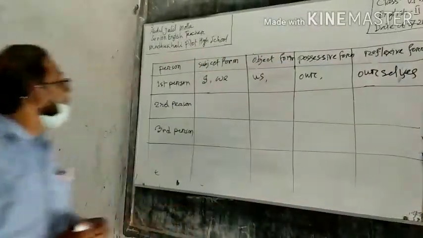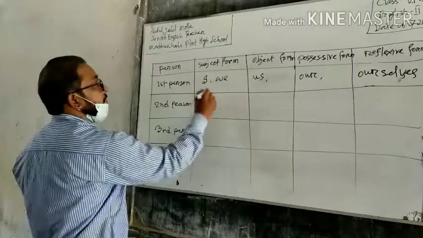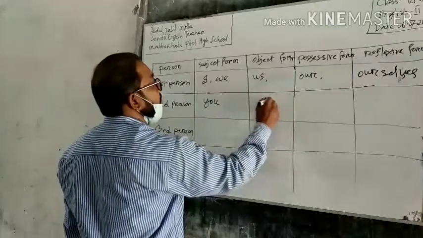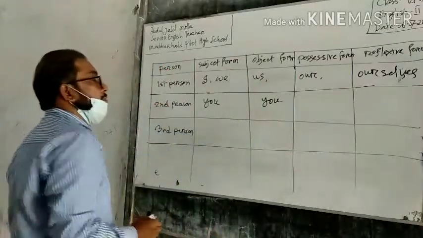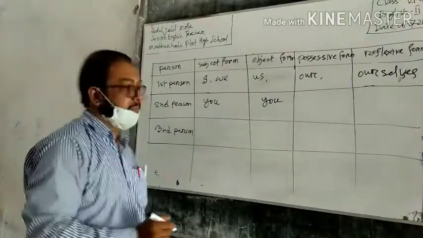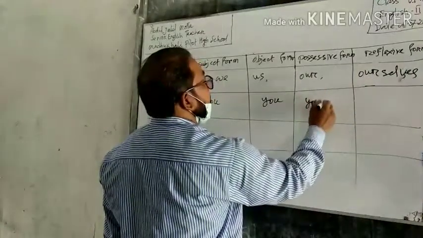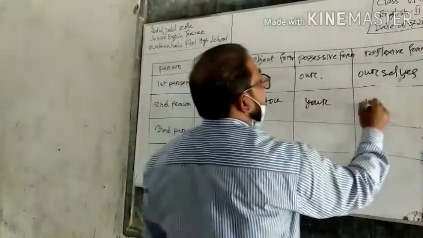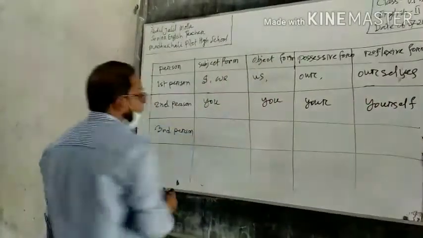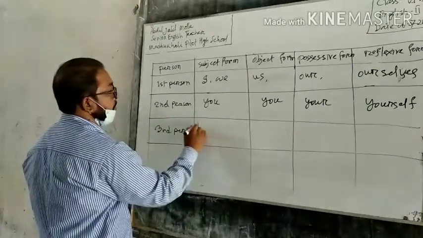And second person. In the second person, we are writing the subject form, you. Object form, you, it must be you, and you may be both singular or plural. Possessive form, your, reflexive form, yourself.